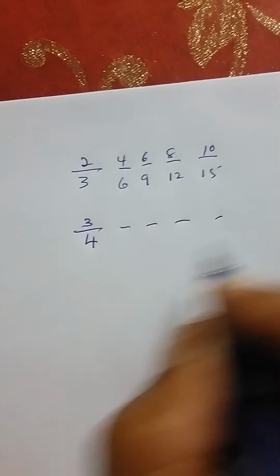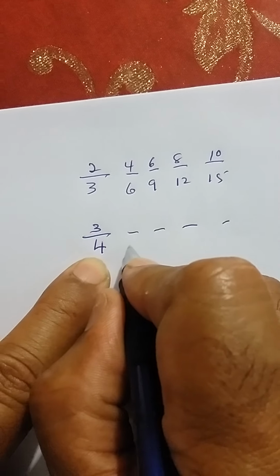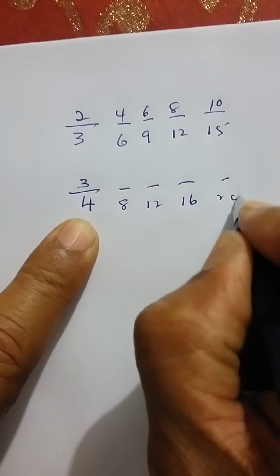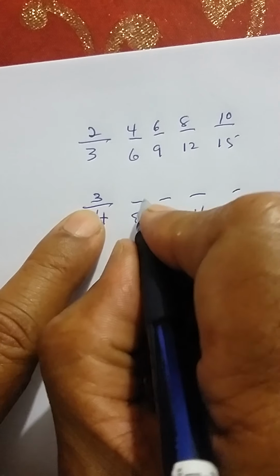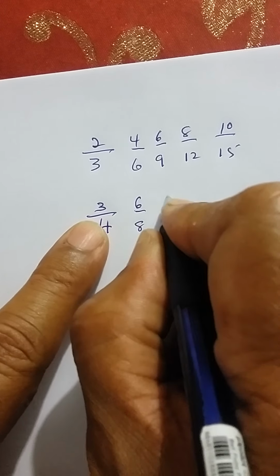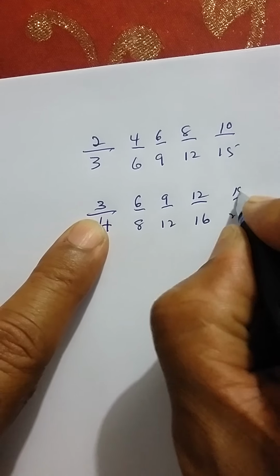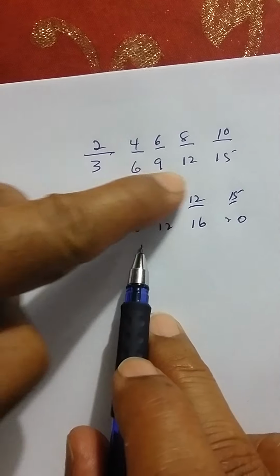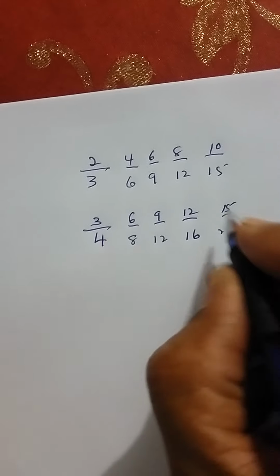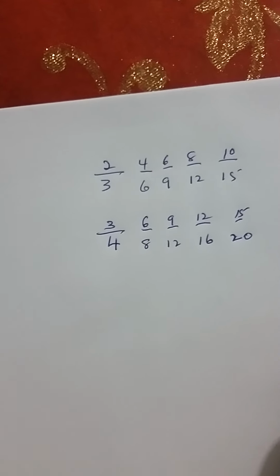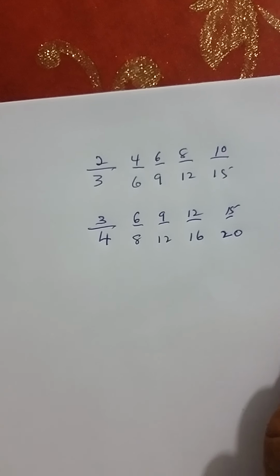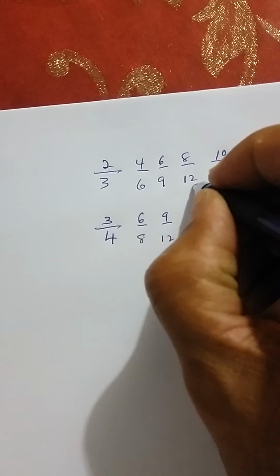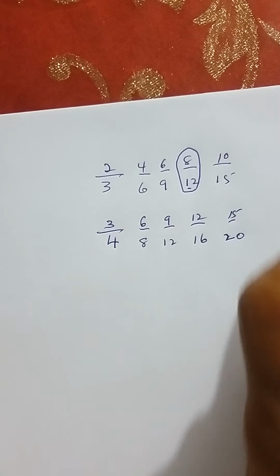And once again, we listed the multiples of 4: 4, 8, 12, 16, 20. And for 3 it will be 3, 6, 9, 12, 15. And then after we listed the multiples there, we looked for the lowest common denominator. And the lowest common denominator in this case was 12.